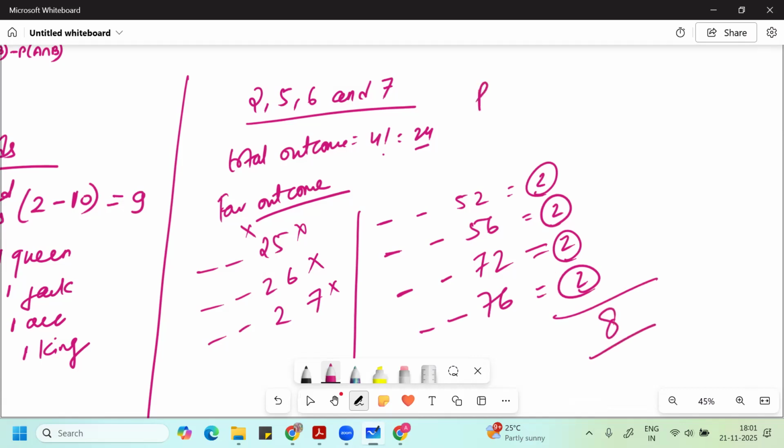8. So your probability would be 8 by 24, or 1 by 3.